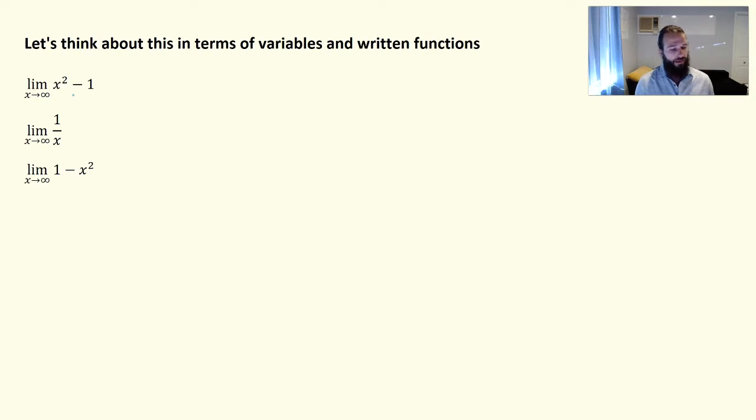Well, let's think logically. I'm asking you what happens to x squared minus 1 as x gets very, very large. Realize then that the minus 1 here is hardly relevant. We're simply looking to see what's going to happen to the x squared. That makes sense because as x gets larger and larger, the negative 1 is going to play a smaller and smaller role in the output of the function.